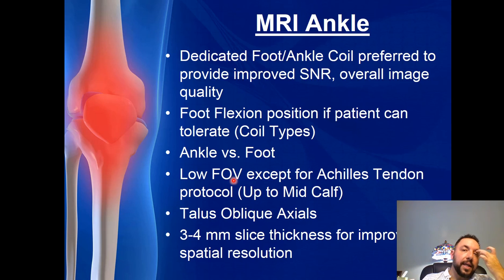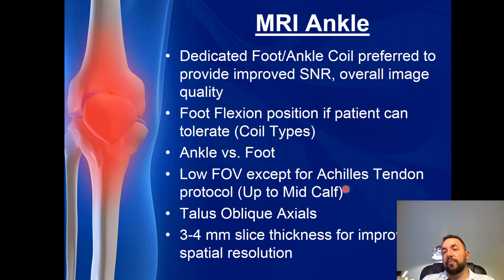MRI the ankle, dedicated foot ankle coils preferred to provide improved SNR or overall image quality. You do want to keep the foot in flexion if the patient can tolerate. You want to have that good 90 degree. Ankle versus foot, what's the script say, what's the rule out?